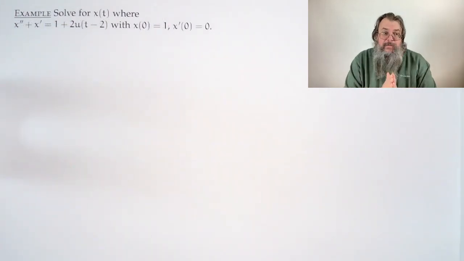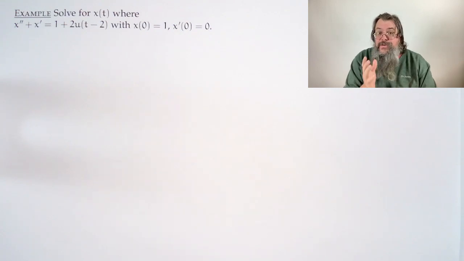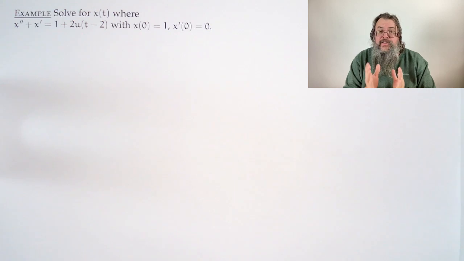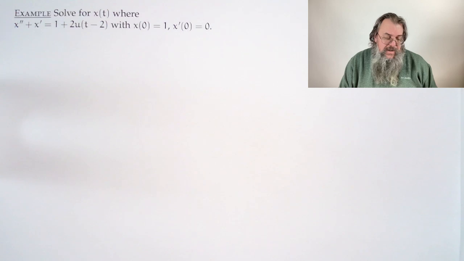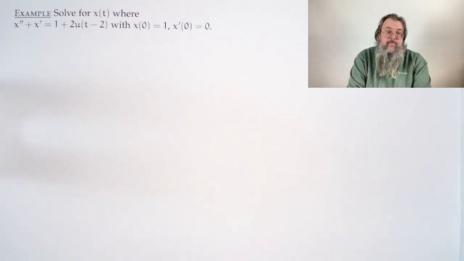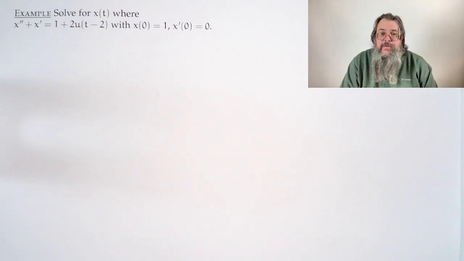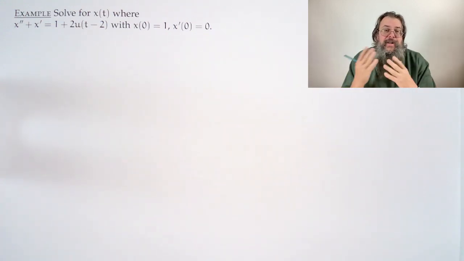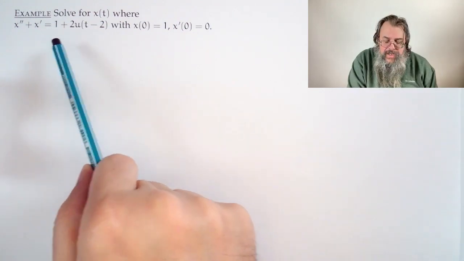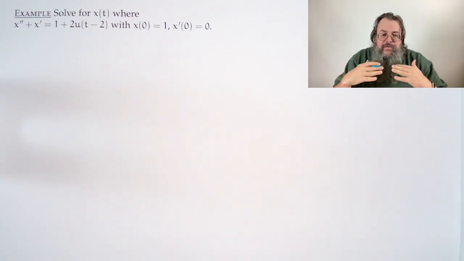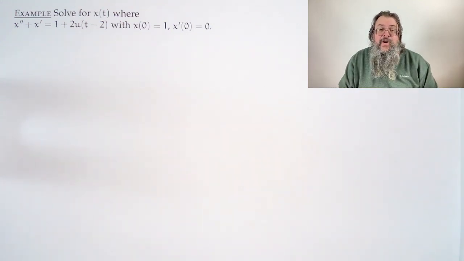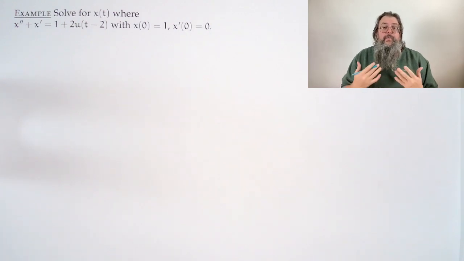Solve for x of t, where x double prime plus x prime is equal to 1 plus 2u of t minus 2. And there are initial conditions, x of 0 equals 1, x prime of 0 equals 0. All right, well, let's see. What can we do? Well, the answer is we just run the process. We don't have to think about it. Even when this right-hand side is something where there's step functions or maybe even delta functions involved, it doesn't change our approach. We always do things the same way.